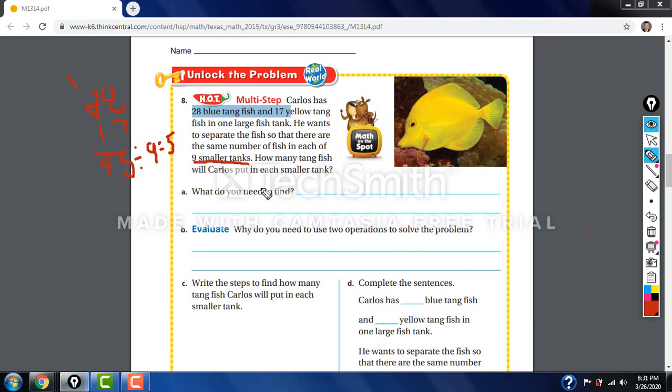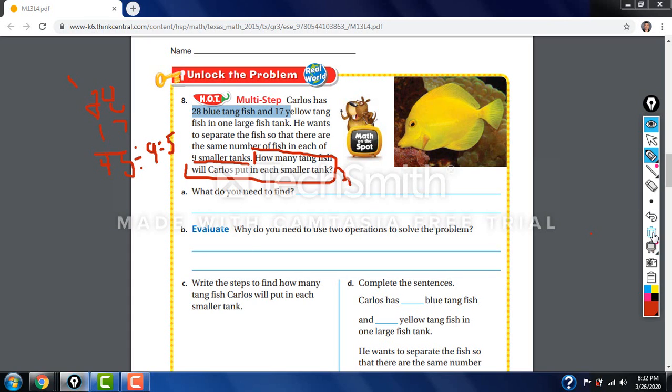What do you need to find? How many tank fish will Carlos put in each smaller tank? It's right here. That goes right here. Evaluate. Why do you need to use 2 operations to solve the problems? Go ahead and pause the video and give me an answer right now.